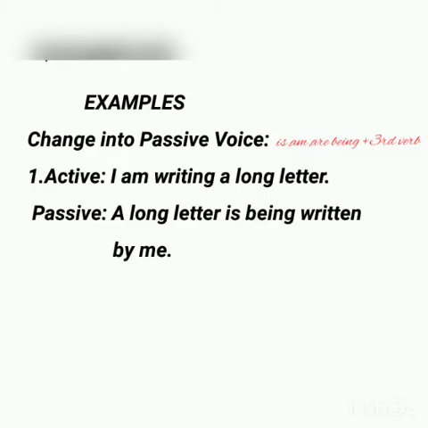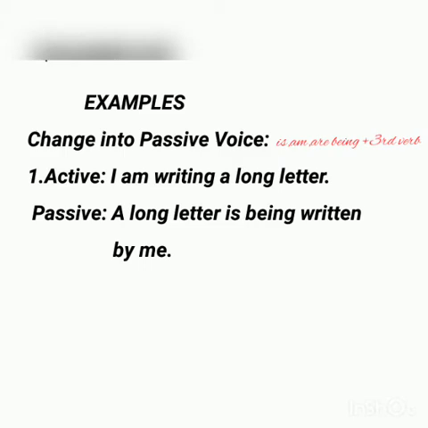Now let us learn how to change into passive voice through some examples. The formula of passive voice is SMR being plus third form of the verb. How to use the verb is or am or are will depend on the type of the object, whether it is singular or plural noun.